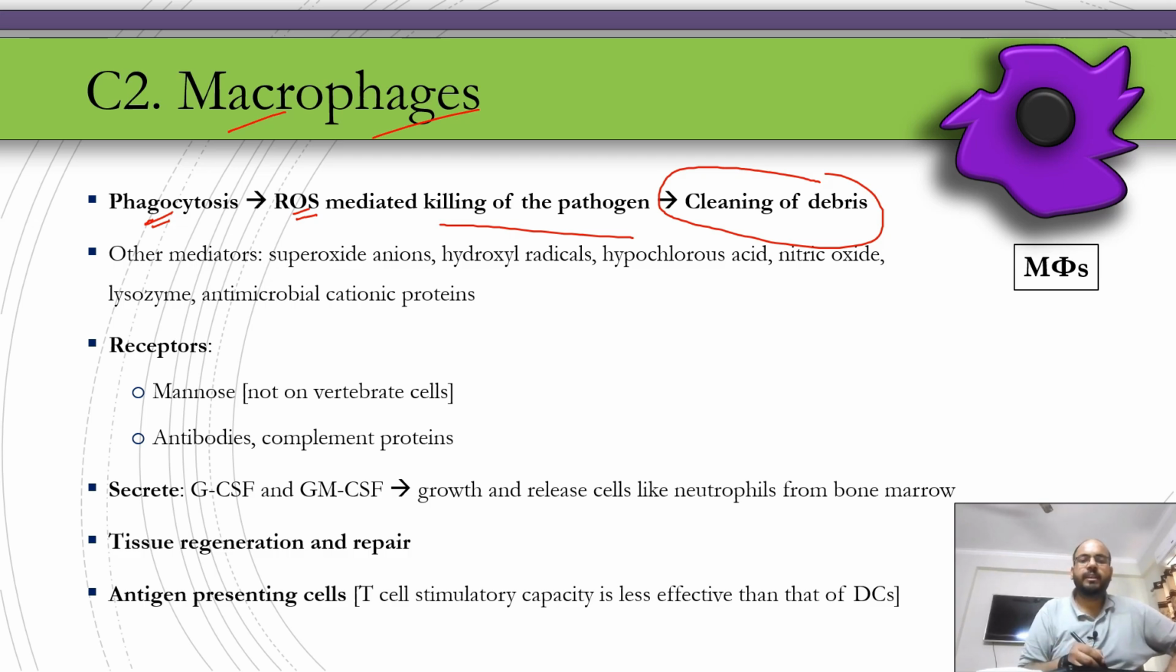Clear? They use mediators like superoxide anions, hydroxyl radicals, hypochlorous acid, nitric oxide, lysozymes, and antimicrobial cationic proteins. All these chemicals are responsible for destroying the organism after they have engulfed it.